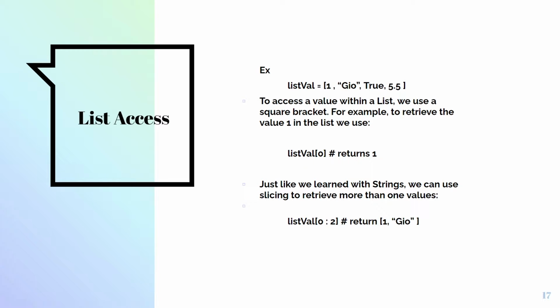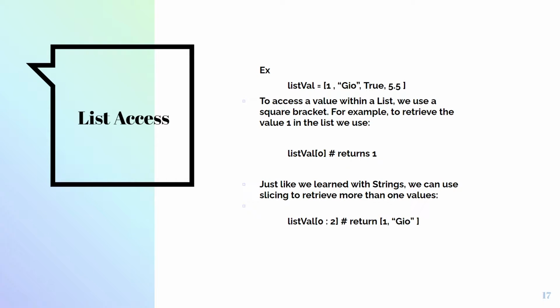We also have the capability of taking a piece of the list, so we can use slicing. The left value specifies where we want to start, or if we already know we want to start from the beginning, we don't even have to place a value there. We can just place the colon and the ending value, which in this case is 2.